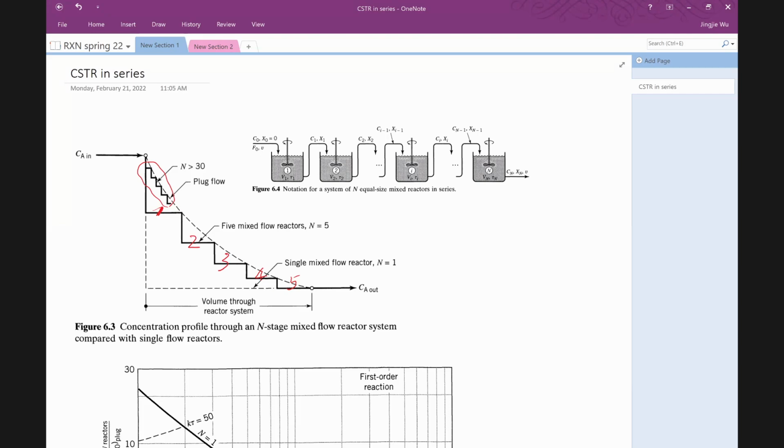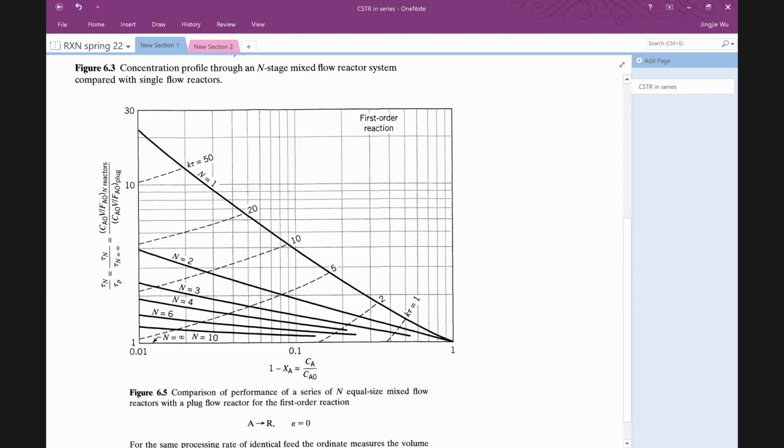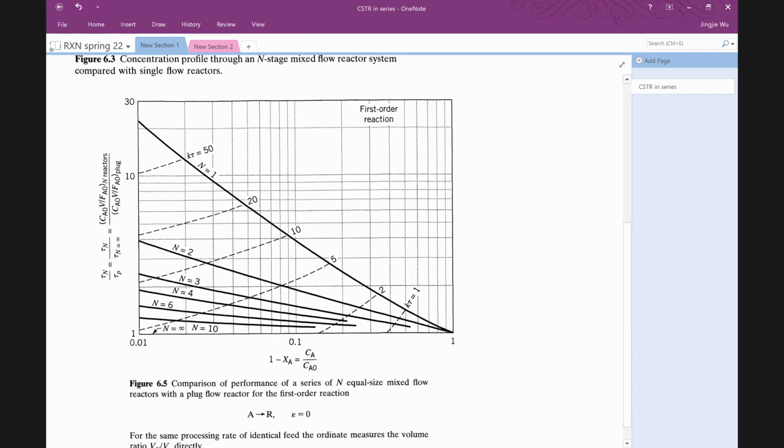So here we can also compare the CSTR and the PFR, okay? This is the y-axis. The y-axis is the space-time ratio, or you can assume it's a size ratio, the same thing. And the x-axis is the conversion. So let's take a look.